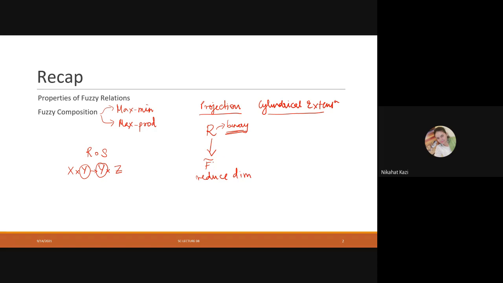So if it's a ternary, it will make it binary. If it is a binary relation, it will make it a fuzzy set. If it is a fuzzy set, it will become a crisp set. Okay, so that is the projection operation.